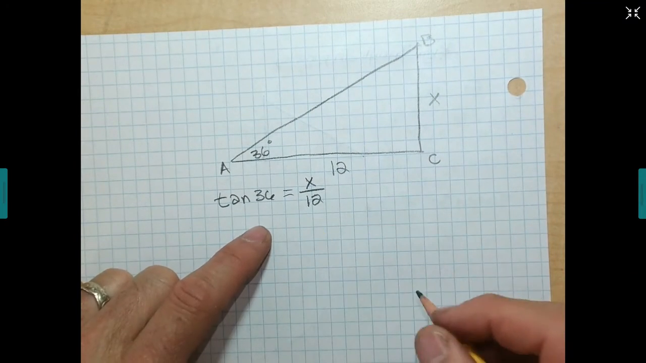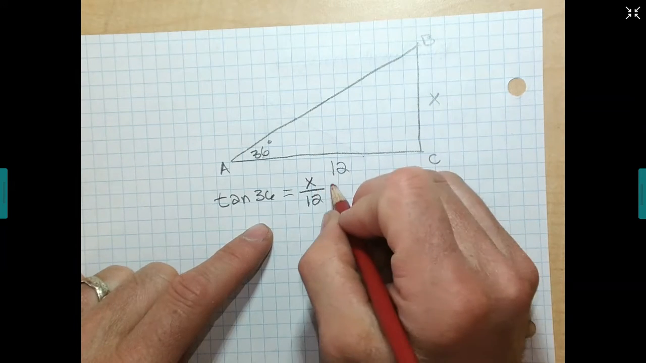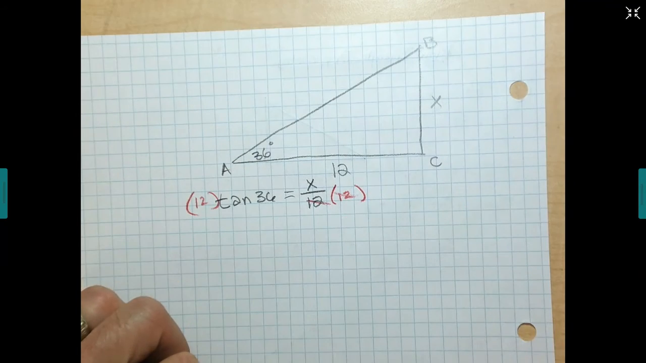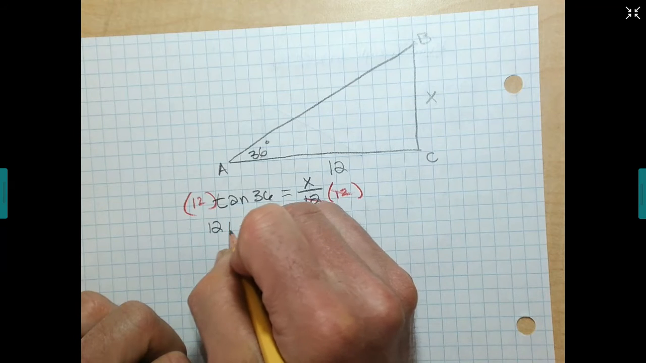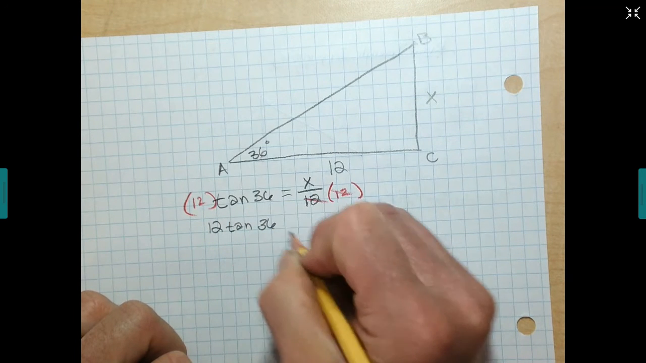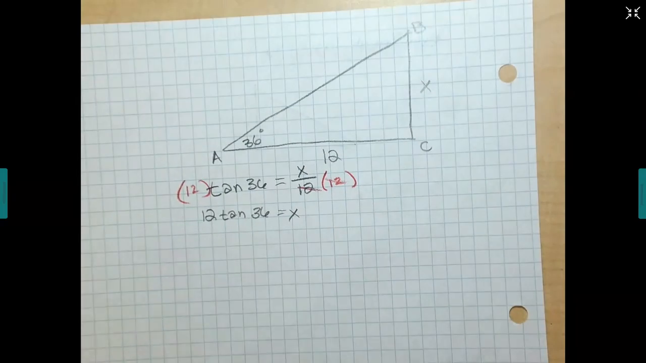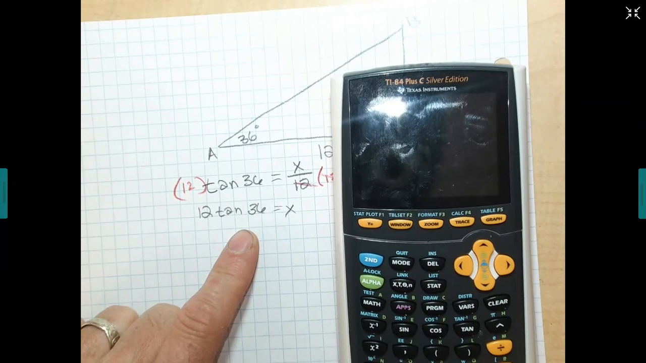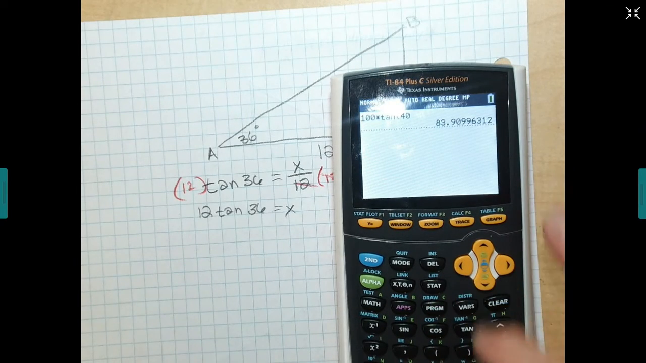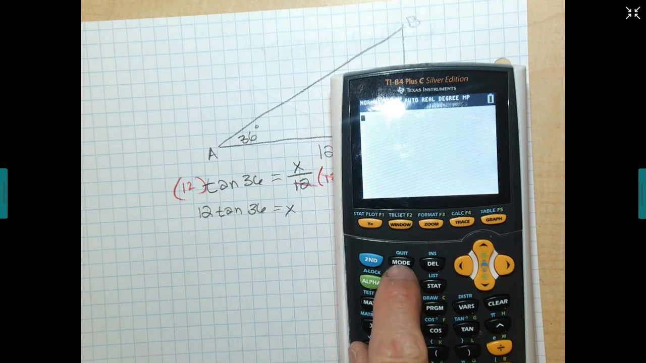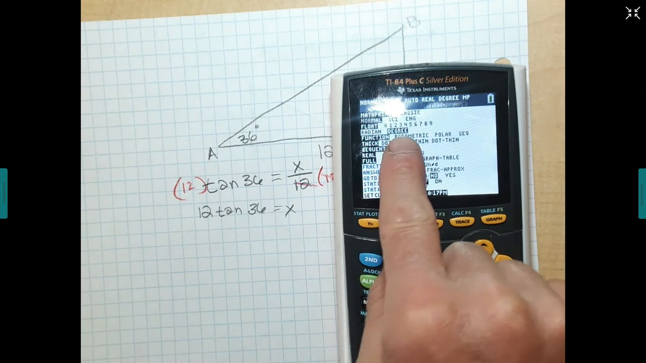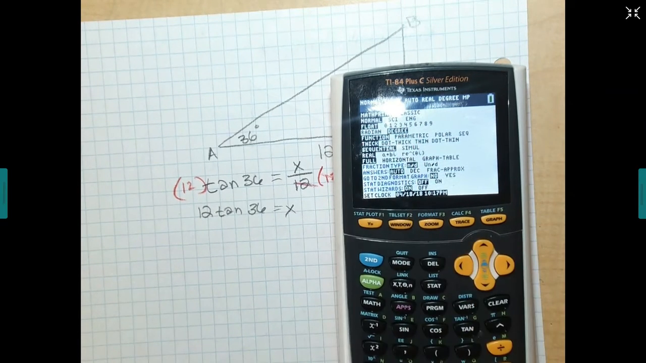Well, now I have to solve this. So I multiply both sides by 12. And what I get is 12 tangent 36 equals x. Well, perfect. How did we solve that one? The first thing you want to do is go to mode, and make sure you're on degree right there. If that's degree, you're good to go. If it's radian, you're not good to go, and things are going to end up pretty difficult.